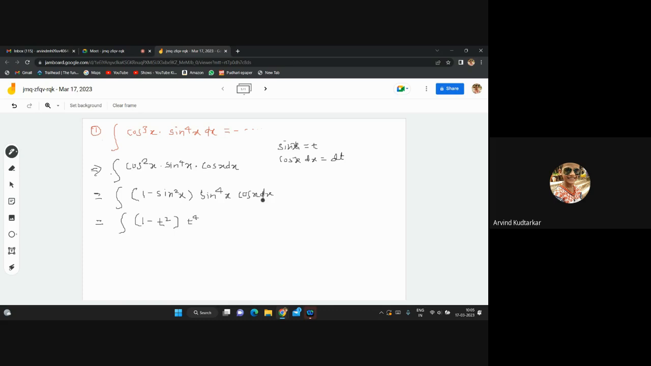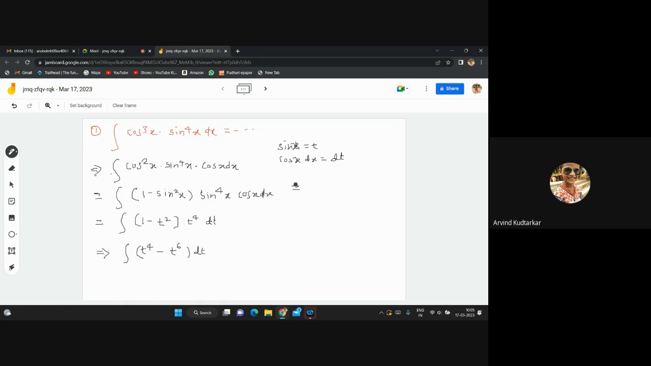t raised to 4. Cos x dx will be what? dt is there. So this is a simple type of integral having index function. And if there is index function, we can integrate it directly. So t raised to 4 minus t raised to 4 plus 2, that is 6, into dt. So their integral will be obtained by using the index law in integral, that is t raised to 5 upon 5 is there, minus t raised to 6 upon 6.